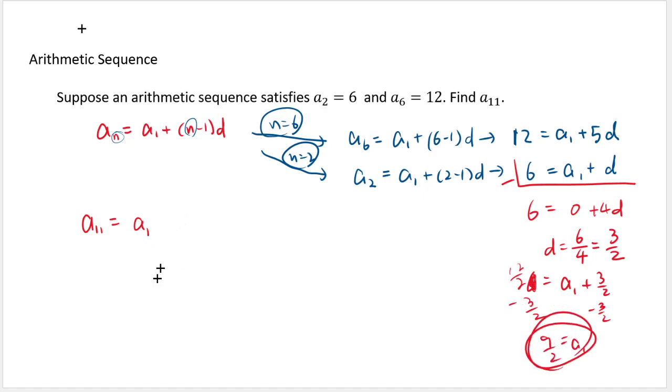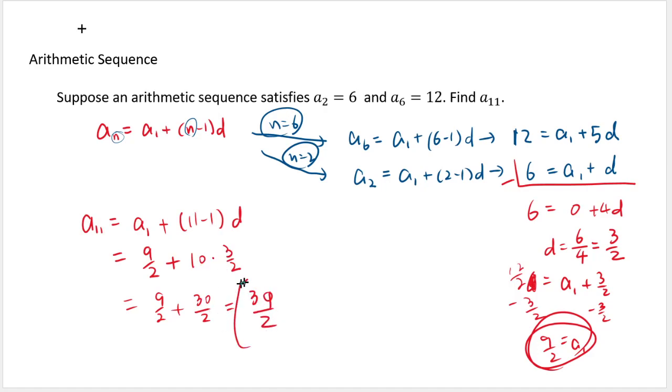Okay, so going back, a11 is a1 plus 11 minus 1 times d, and we already know the values. a1 is 9 over 2, 11 minus 1 is 10, and d is 3 over 2, so that's 9 over 2 plus 30 over 2, because 10 times 3 is 30, and therefore you get 39 over 2 as your answer.